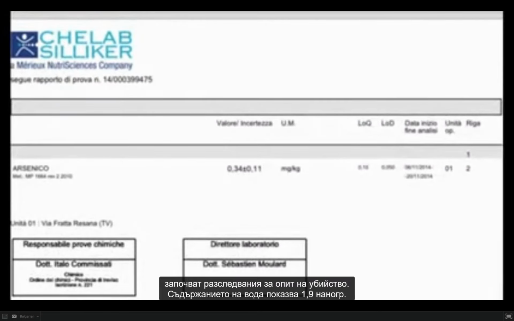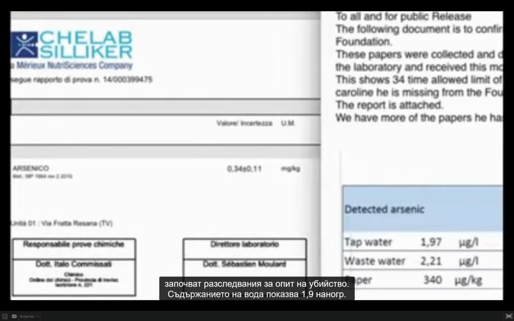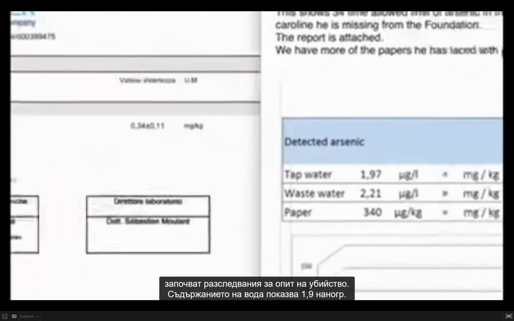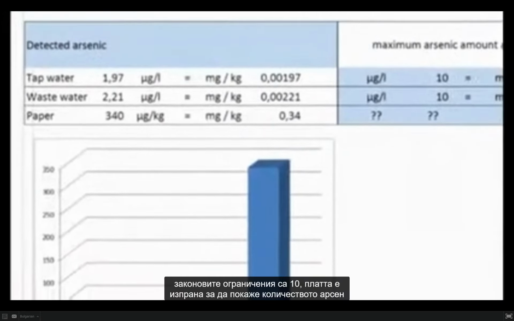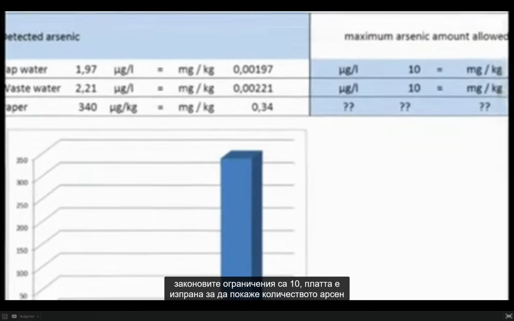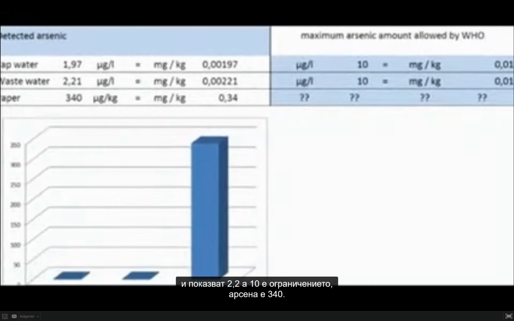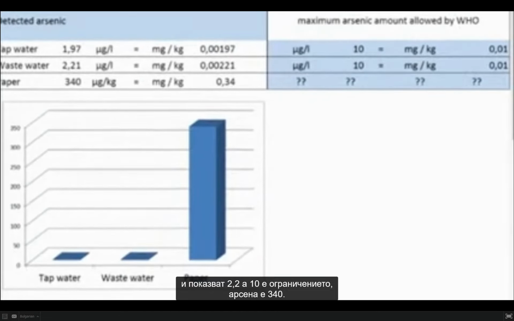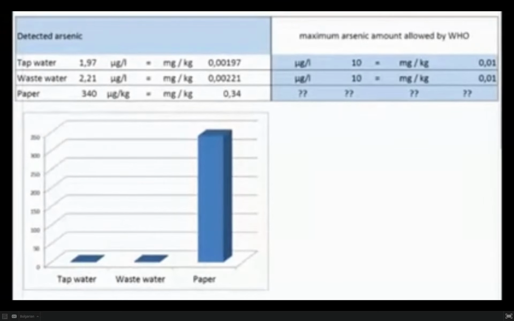The water content shows 1.9 nanograms, legal limit is 10. The clothing washed to show the amount of arsenic shows 2.2, 10 is the limit. The papers: arsenic, 340.